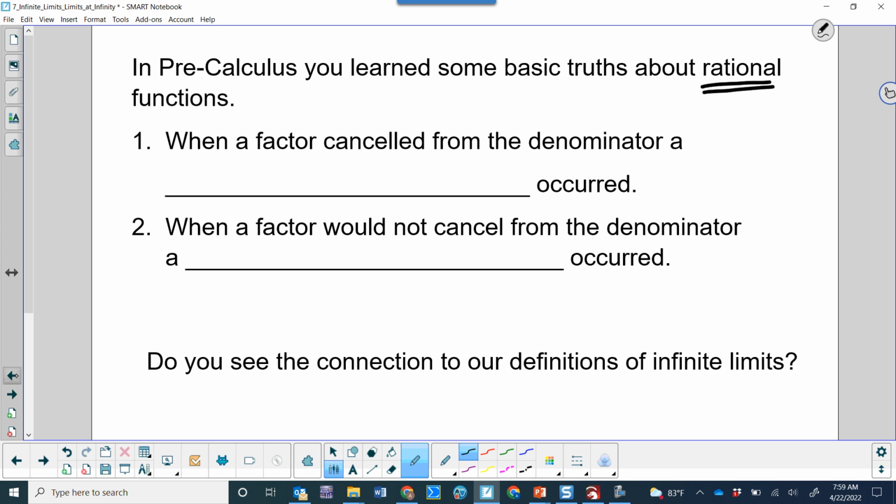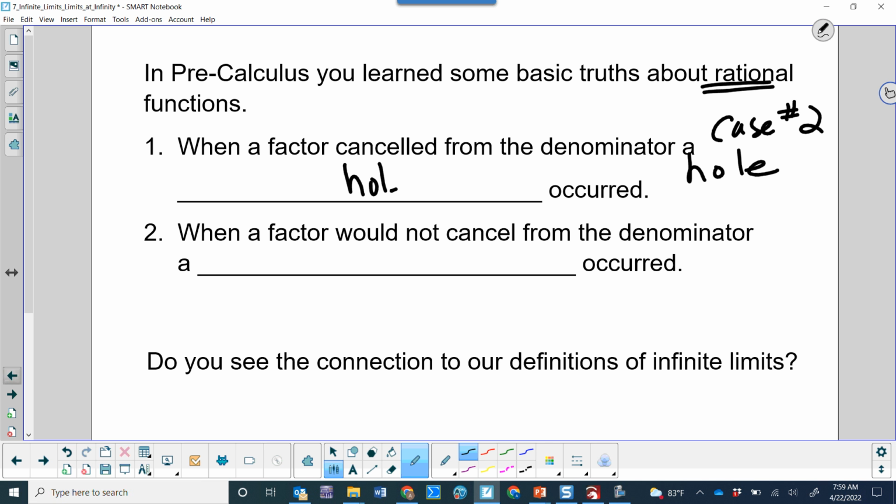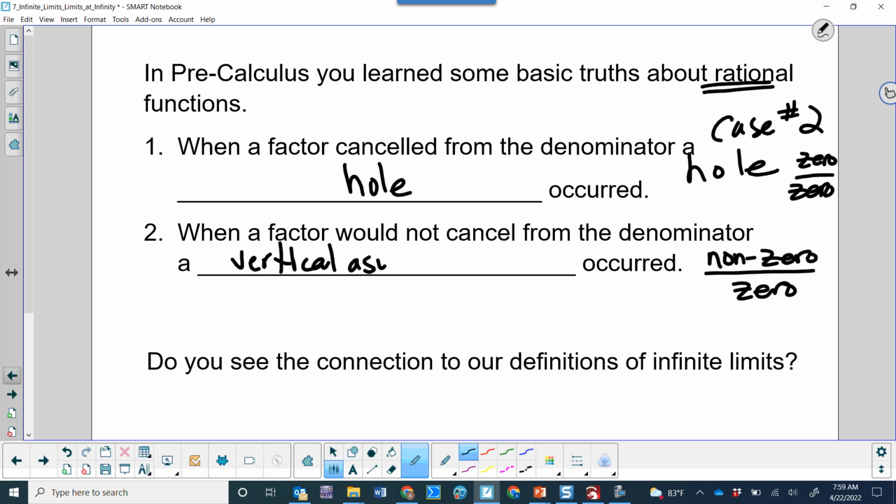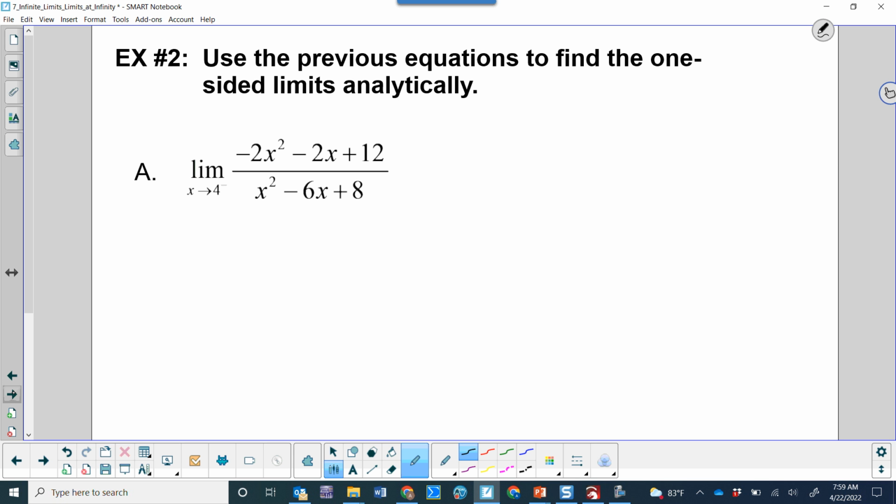I think your paper shows it differently. So this is case number 2. You would have a hole in the graph. So this would be a hole. This is when you have, remember, 0 over 0. And then if you have non-zero over 0, then you would have a vertical asymptote. Again, only for rational functions. You may not get that situation for other types of functions, but for rational functions, always that.